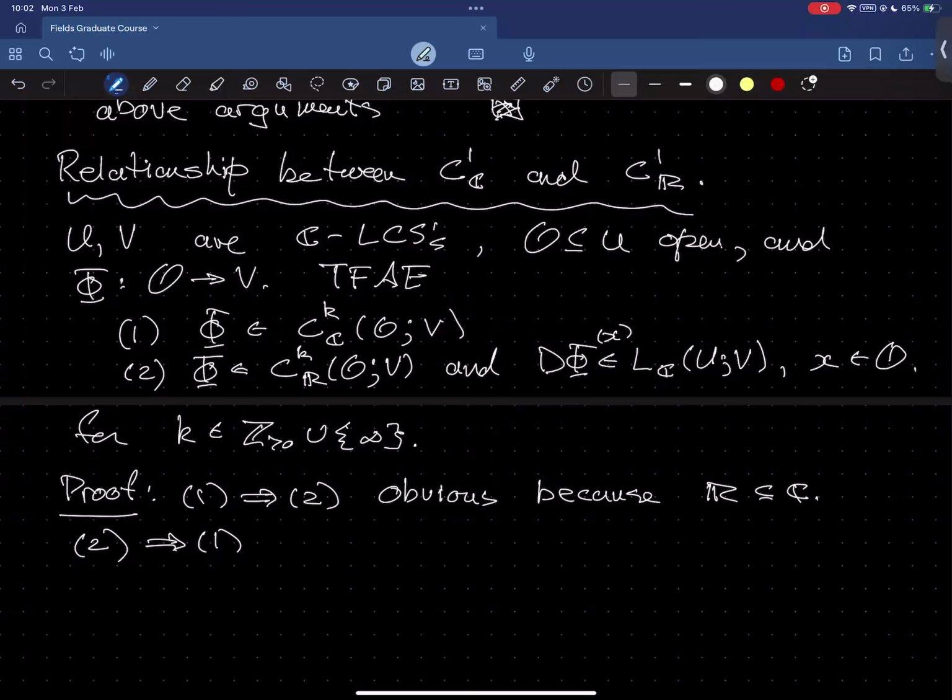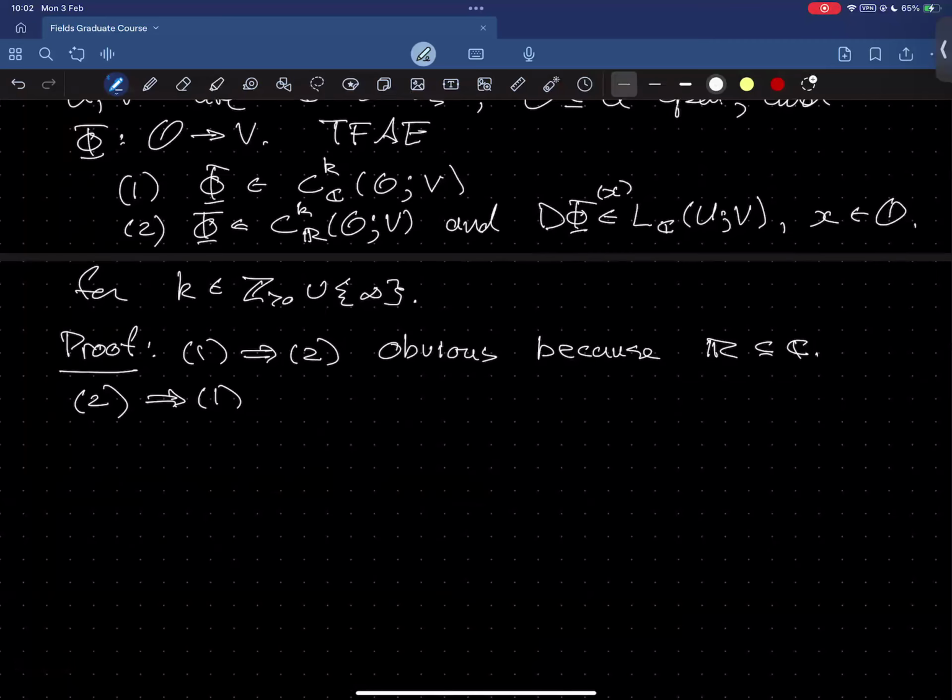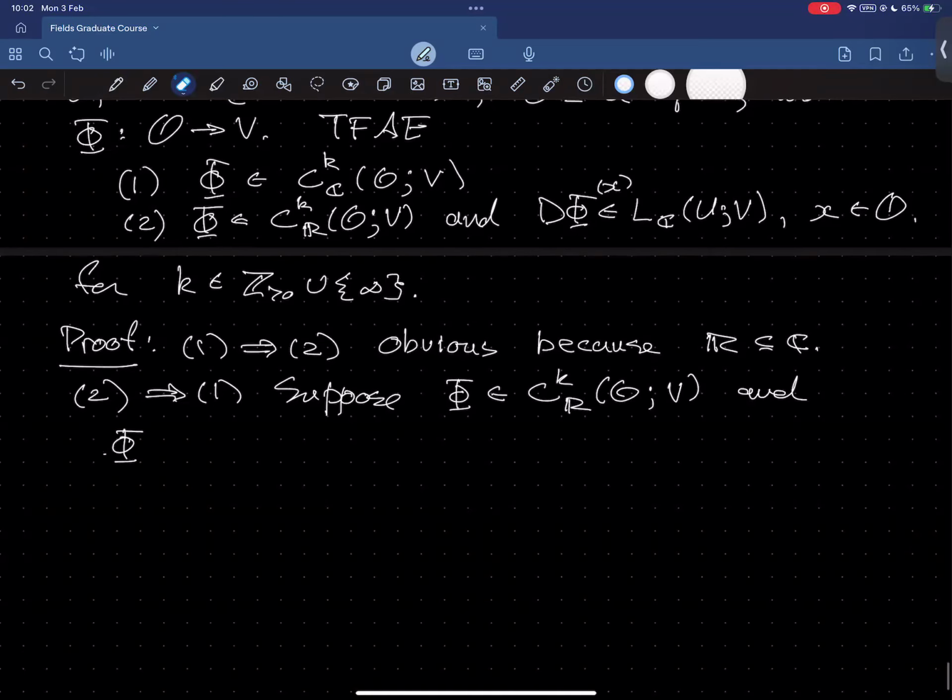All right, so the interesting part is the other part. To prove complex differentiability, is it sufficient to consider real differentiability plus this additional condition? So we're going to suppose that phi is real k times continuously differentiable, and d phi of x is complex linear.